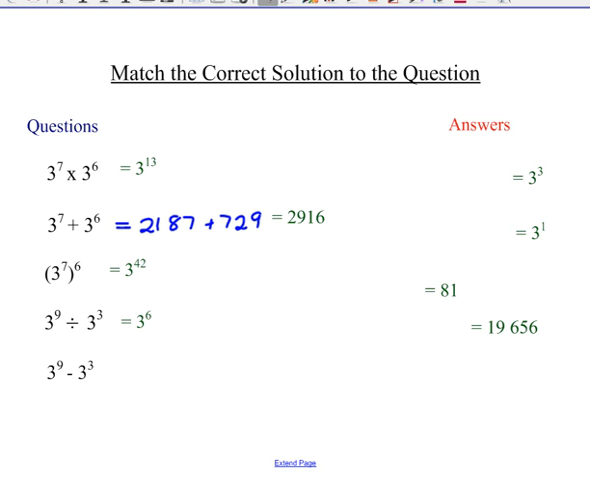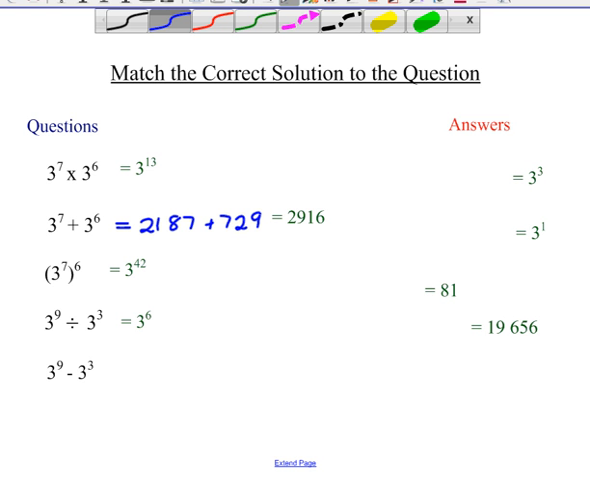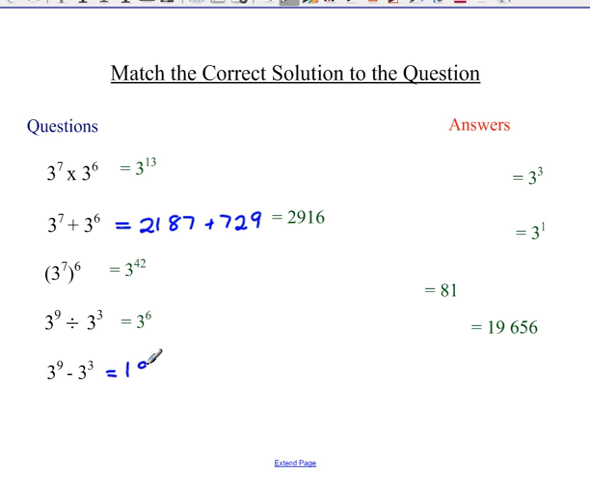Again, the last one is an example of the Nike rule, although don't call it the Nike rule to anybody but me because that's not the real rule. It's just a way that I used to remember that you just do it. You have to follow BEDMAS and just figure out the answer. So in this case, 3 to the exponent of 9 is 19,683. And 3 to the exponent of 3 is 27. And then you figure out that that equals 19,656.